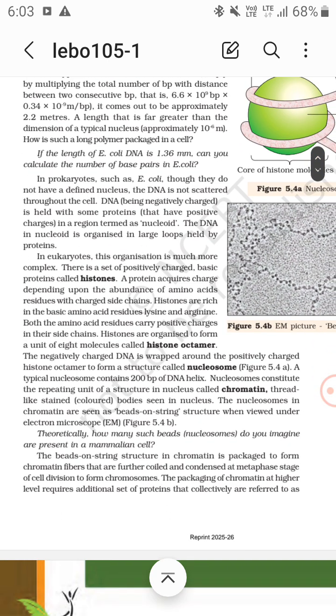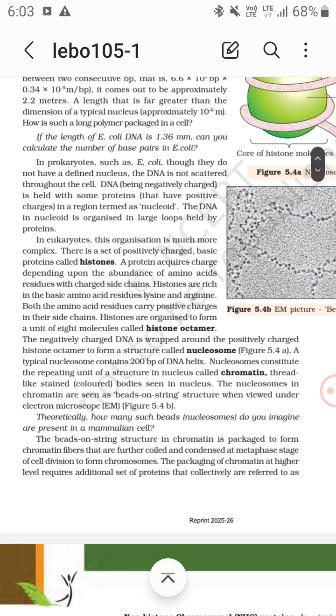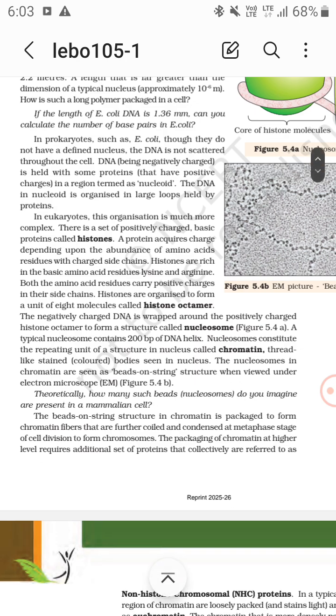In prokaryotes such as E. coli, there is no defined nucleus, but still the DNA is not scattered. DNA, being negatively charged, is held with some proteins that have positive charge in a region named the nucleoid. The DNA in the nucleoid is organized in large loops held by proteins.